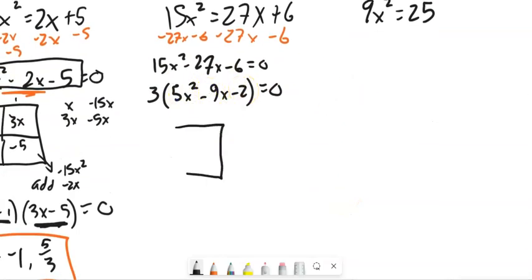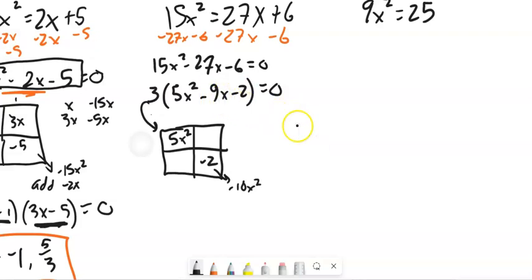And really, what this 3 is saying is, if I set up this 5x squared and this negative 2, I just have 3 of these squares. I don't need to draw them all, but I have 3 of them. That's what 3 times means. Okay, let's factor this then. Multiplies to negative 10x squared. Things that multiply to negative 10 would be x and negative 10x. So I look across here, there's a 5 in both of these, 5x and x, and it's got to be a negative 2.